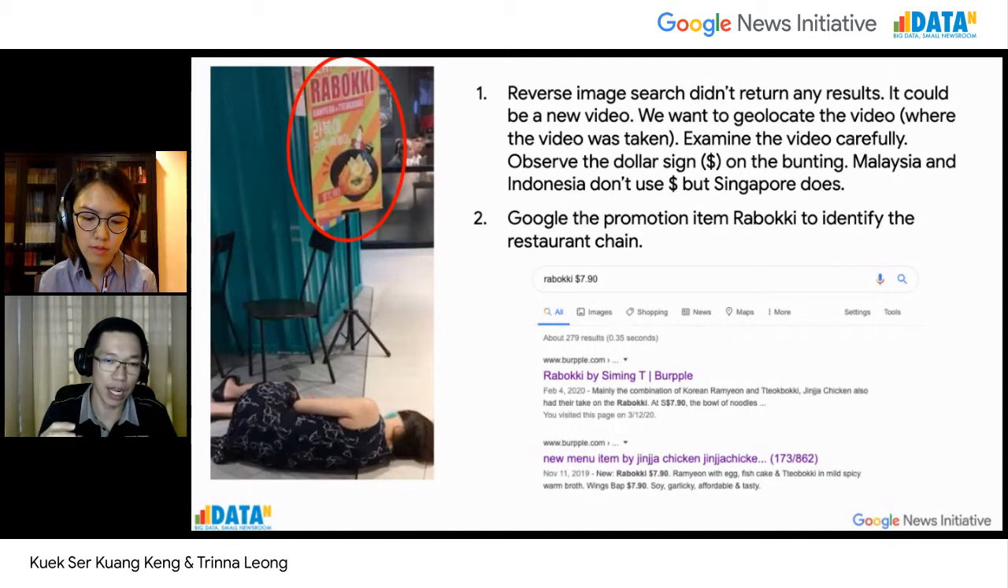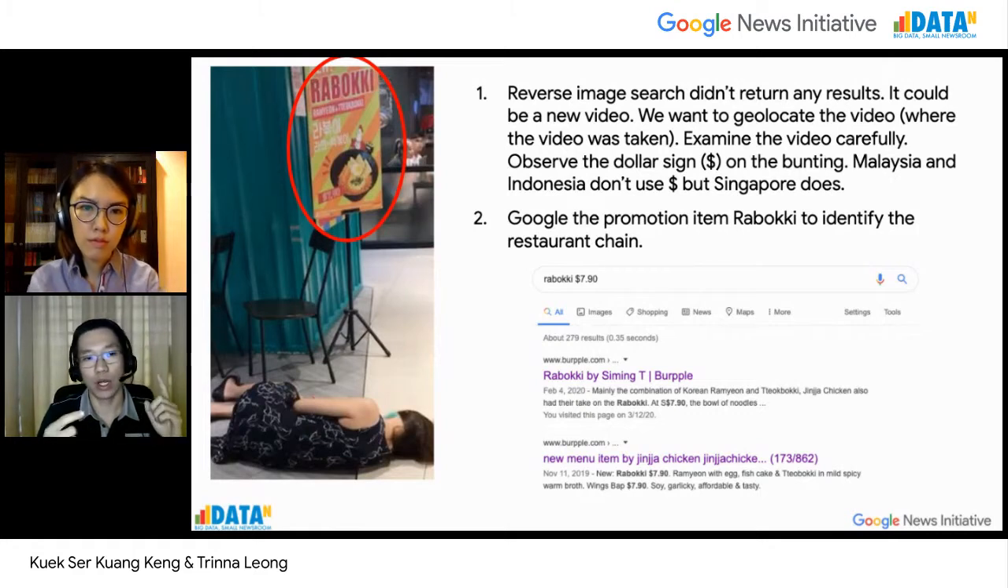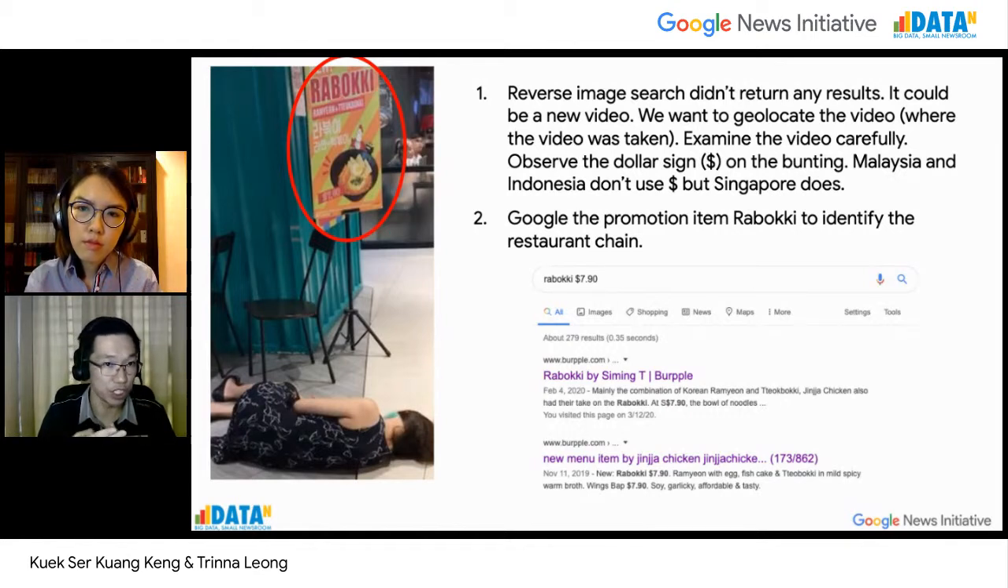Geolocate here means that I need to find out where this video was taken. So I looked at the video, played it in slow motion, looked at all these different characters, and saw one thing that might help me, which is the $ sign, right? It says $790, right? So I was guessing that this might happen in Malaysia, Singapore or Indonesia. And I know that Malaysia and Indonesia don't use the $ sign, but Singapore does, right?